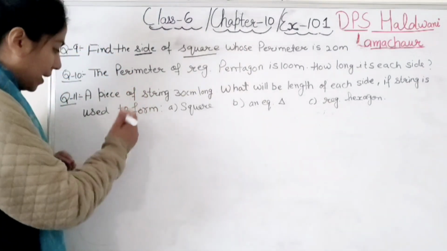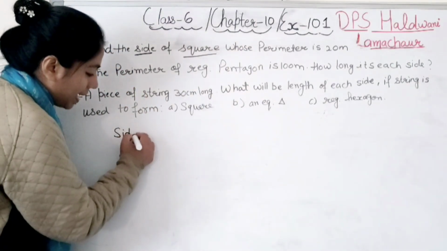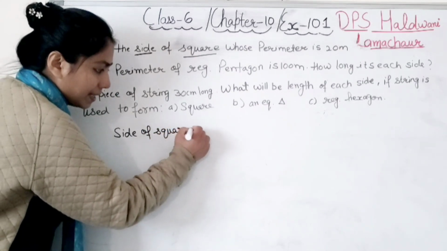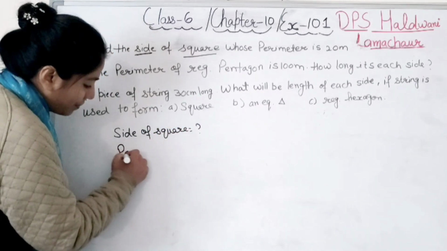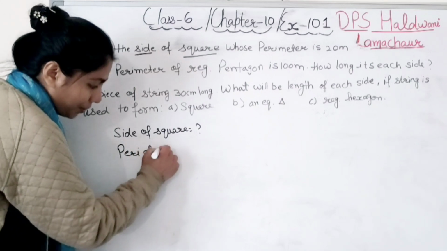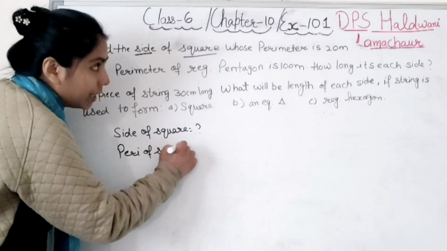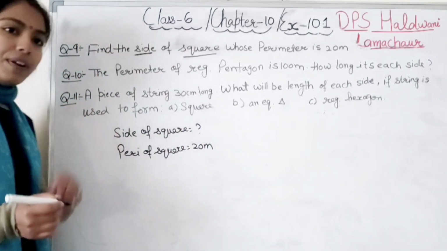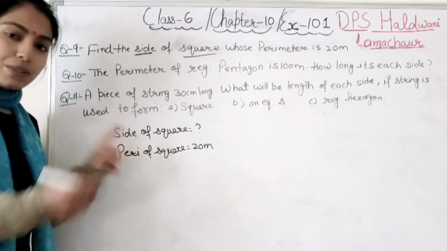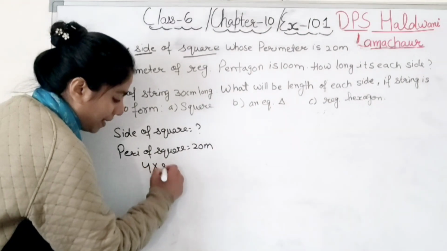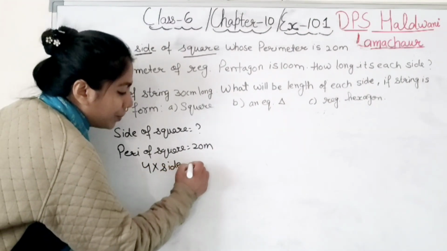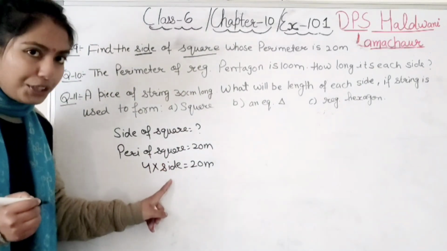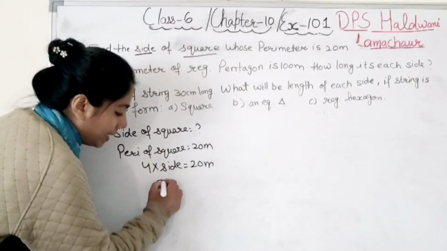So write it. Side of square we don't know. Right? And perimeter of square is given to you. How much is it, student? 20 meter. When you have written this, how will you find the side? Perimeter of square is 4 into side, right? Which is given to you, 20 meter. Now here is 20, here is 4, but side you don't know. So side will remain here only.